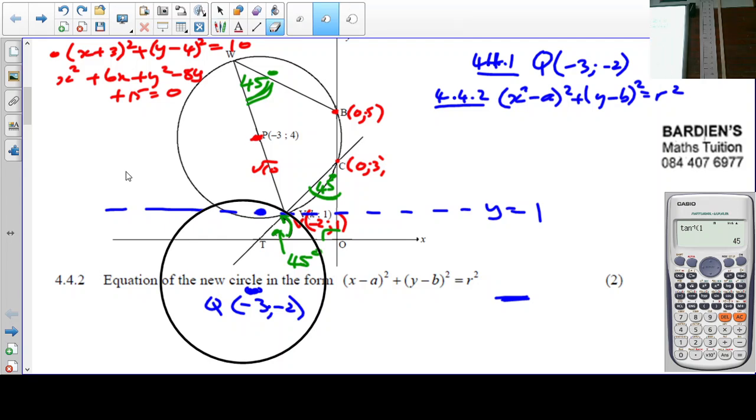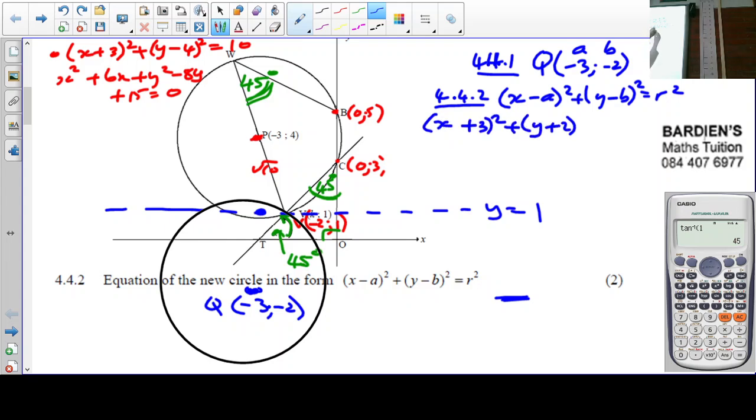Okay? So what is the center of the circle? Q, which is negative 3, that's your a, and negative 2 is your b. So we got x minus minus 3, which is plus 3 squared, plus y minus minus 2 squared is equal to r squared. And what's your r squared value? It's coming from the original circle, which is 10. Okay, any confusion there?